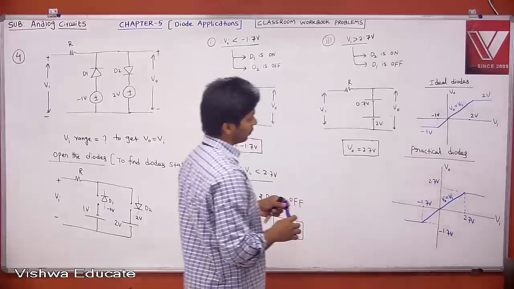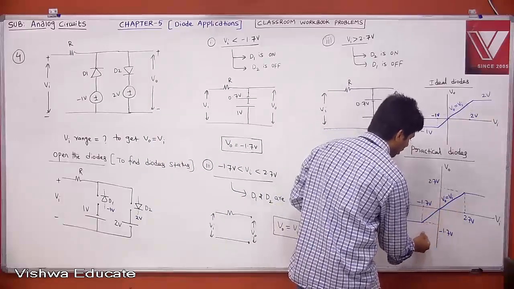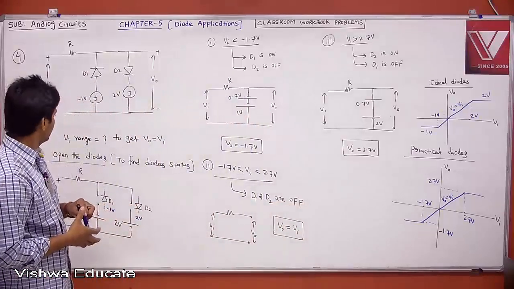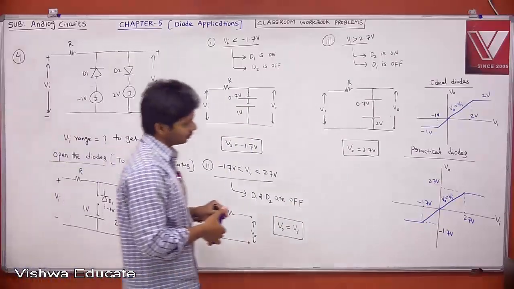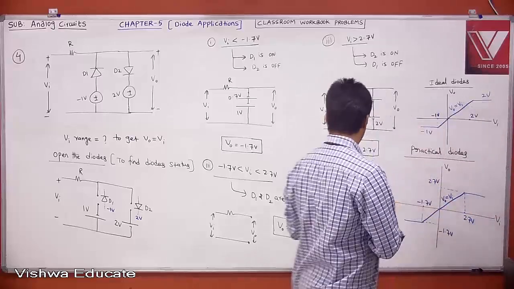Therefore what is the answer? In between minus 1.7 to 2.7, your output is tracking your input. Therefore what is the answer for problem number 4? Answer is D.